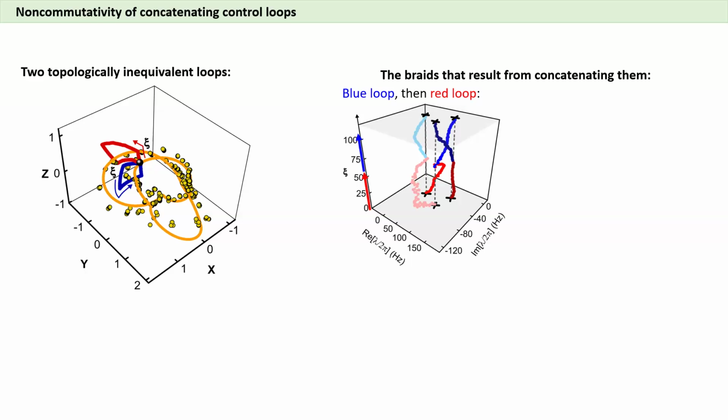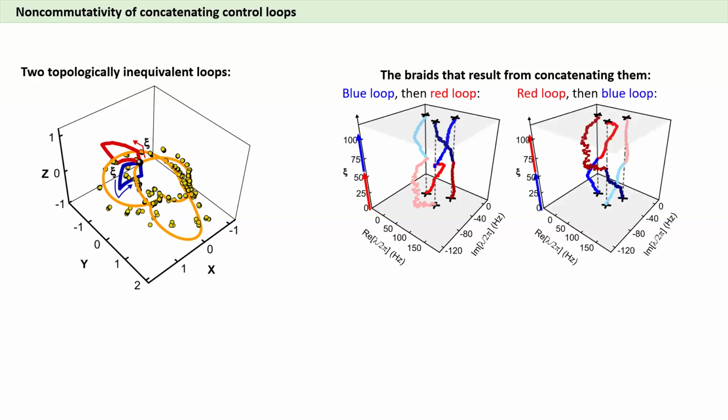So here are the eigenvalue spectra as you march along the red. They do this. And then as you march along the blue loop afterwards, they do this. So this is the braid that you would get by concatenating red loop and then blue loop. But if you do it the other way, this is literally the exact same data. I've just taken the blue stuff and put it on the bottom, and the red stuff and put it on the top. You get a totally different braid.